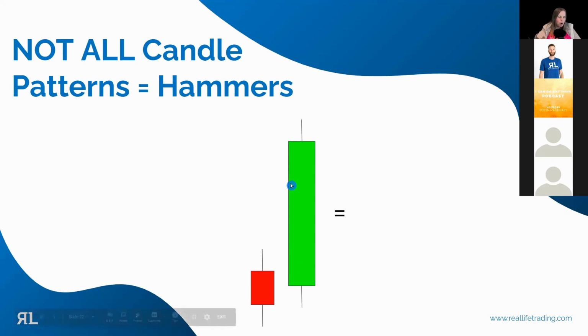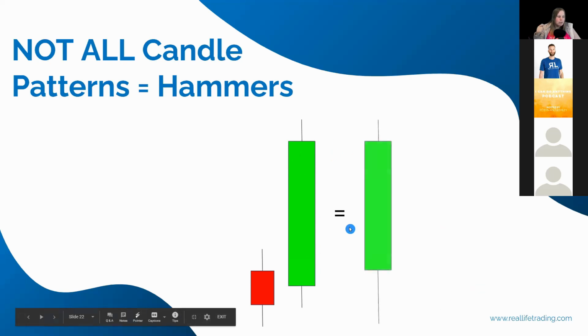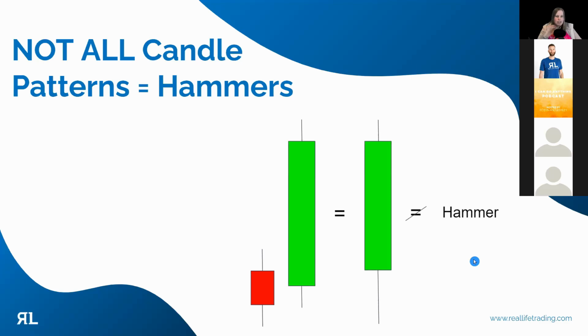All right. This is also a one white soldier. It gapped up after a bearish candle and closed well above the high of the prior day. But if you take the open, the low, the high, and the close, you end up with this candle. Is this a hammer? Nope. Exactly. It is not a hammer. Okay. So not all candle patterns equal hammers, but a good chunk of them do. And that's what I'm looking for. All right. So that does not equal a hammer at all.